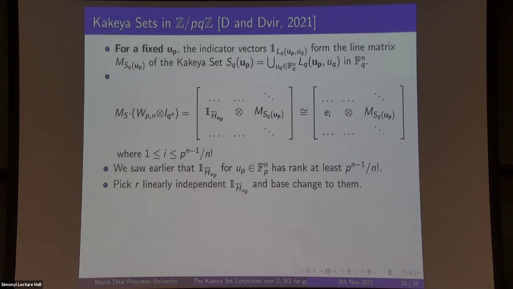So now you just get a block diagonal matrix. Each of these different values is its own block. And if you want to find a rank lower bound, we just need to rank lower bound each of these different p raised to n minus 1 by n factorial block diagonal matrices.